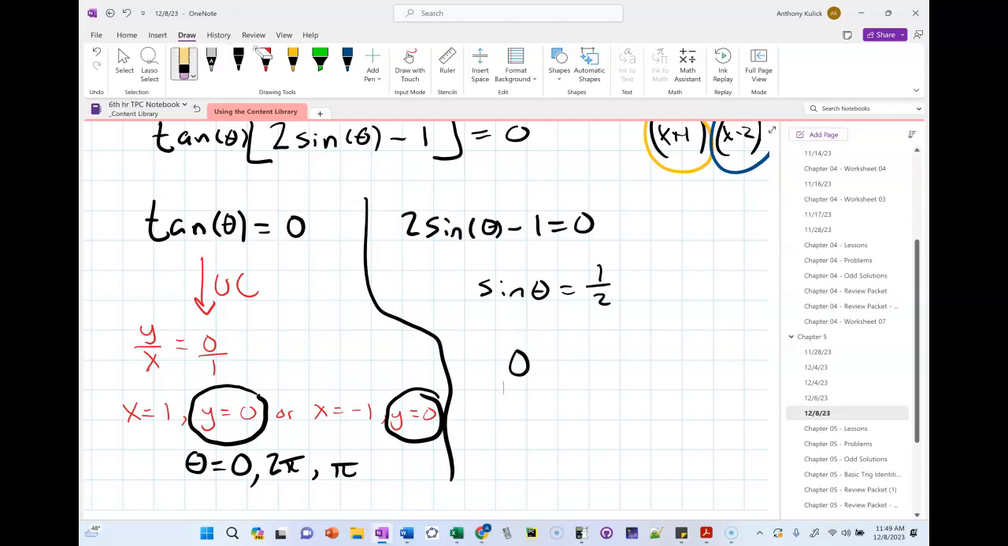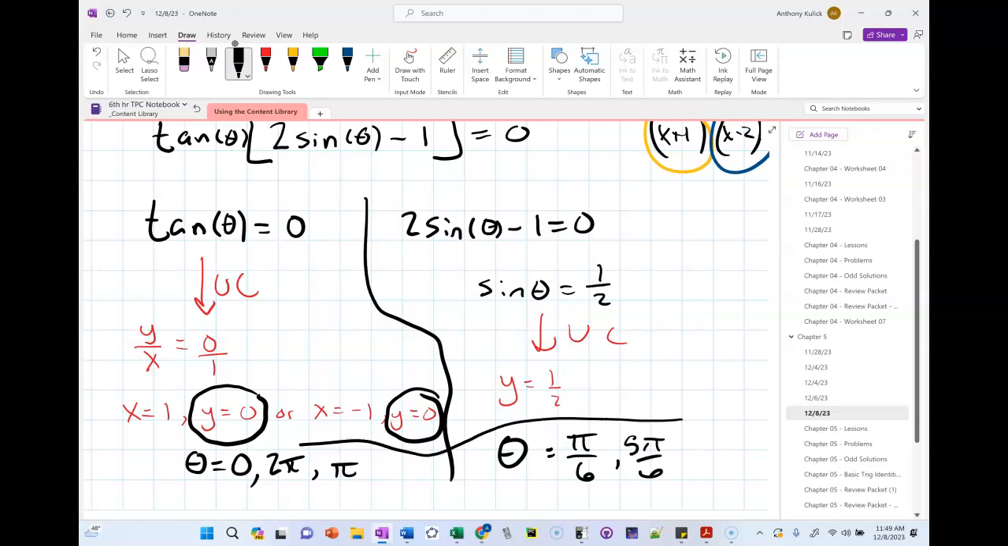I go to my unit circle, looking for y equals 1/2. What are my angles I find? 5 pi over 6 and pi over 6, right? So my answer would be both of those. Does this feel okay? Not bad, right?